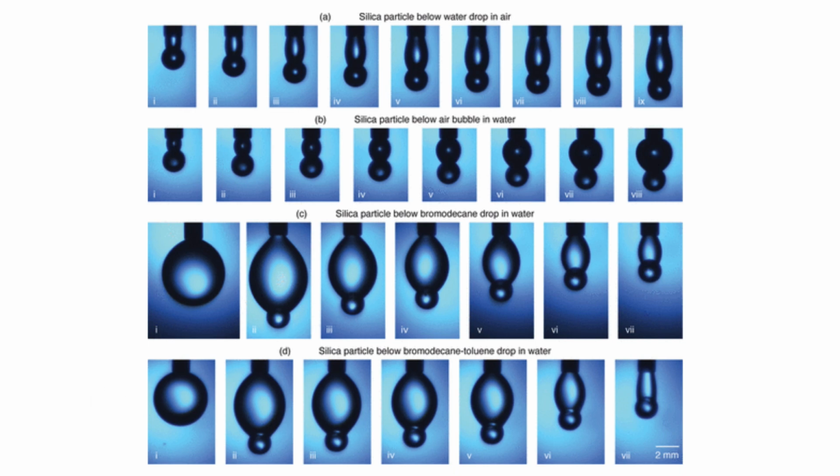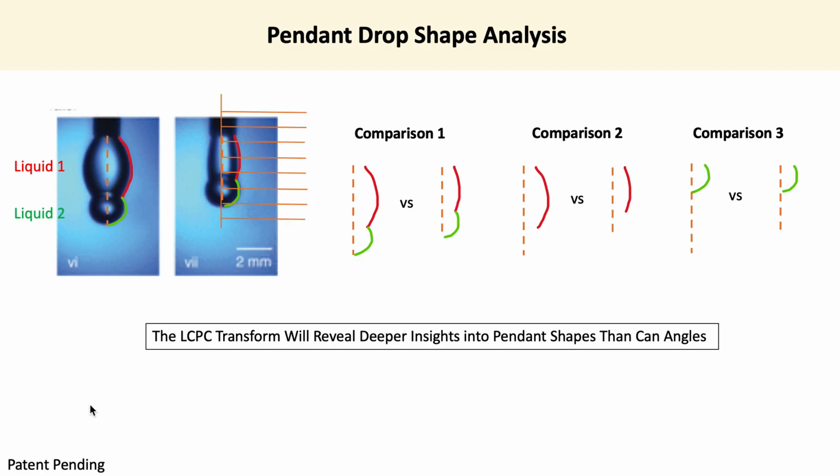So here I just want to point out that for pendant drop shape analysis, I think a good grid system would be the parallel grid system, measuring just one side. We're assuming that both sides are symmetric. And this allows you to compare both liquids to each other, or just the first liquid to each other, or just the bottom liquid to each other. In any case, the LCPC transform will reveal deeper insights into pendant shapes than will contact angles.